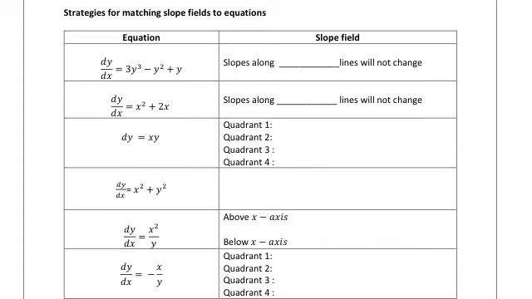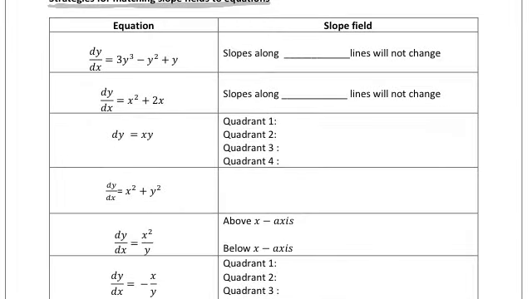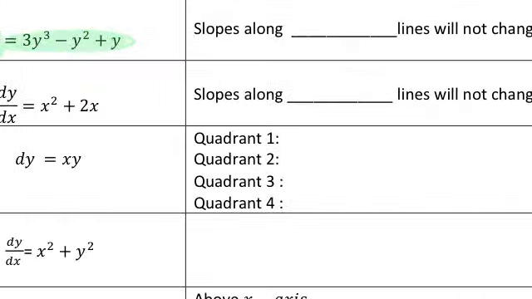Okay, so a lot of questions are going to involve matching a slope field to a differential equation. And so I want to go over some strategies for that and then practice some questions. So let's take a look at this table. So here we have a differential equation which only depends on y. So when you have a case like this, then as you move left and right, you should not see any change in your slopes. So if the differential equation only depends on y, then slopes along horizontal lines will not change.